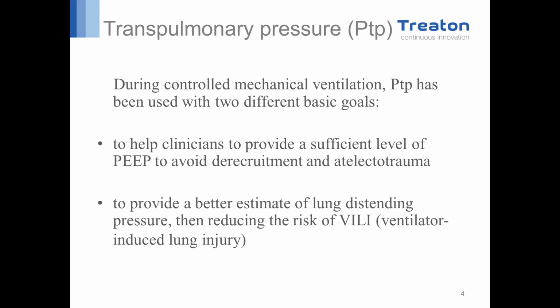Using transpulmonary pressure, the clinician can resolve two different problems: to prevent collapse of alveoli and atelectrauma. The second task, to prevent ventilator-induced lung injury due to over-distension of alveoli. The peak inspiratory PTP is correlated directly with the probability of lung injury.